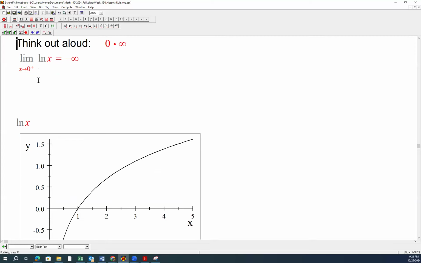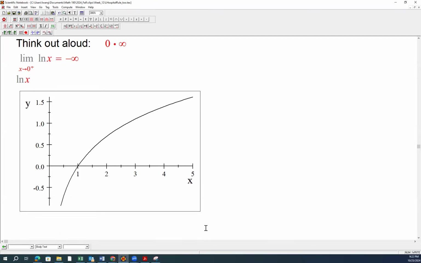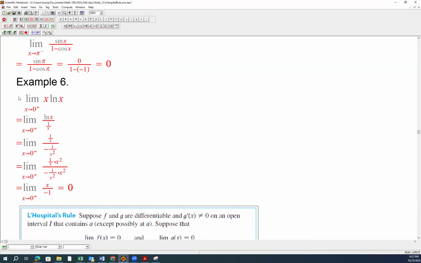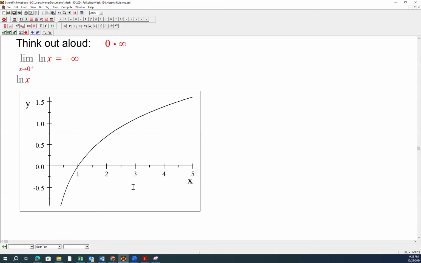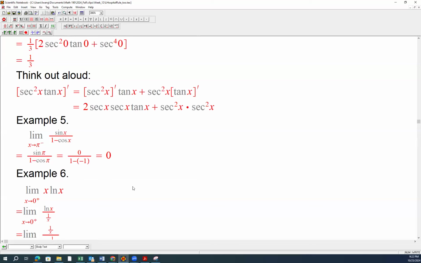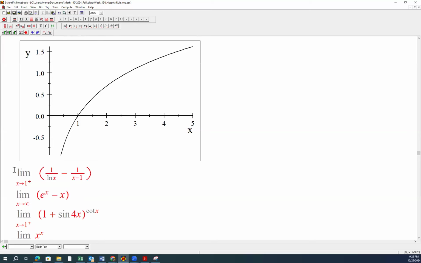All of the thinking out loud or the pictures are not necessary to show to the reader. You just have to show this much will work. All right. So that was example number 6. Let's get to example number 7.